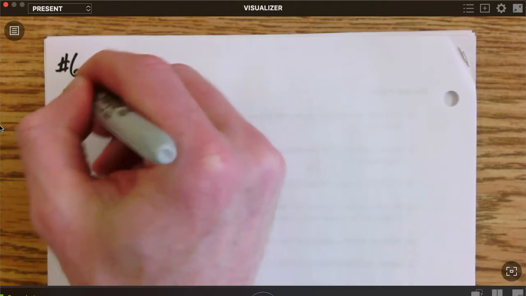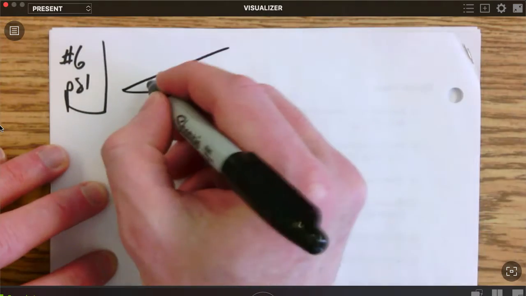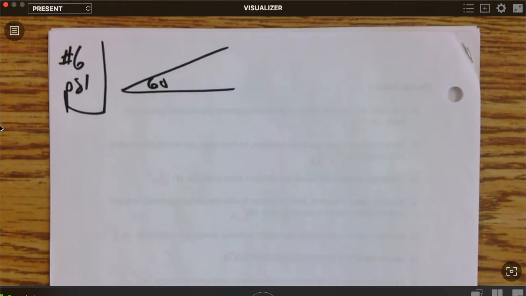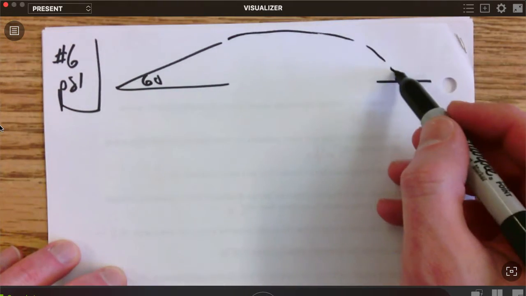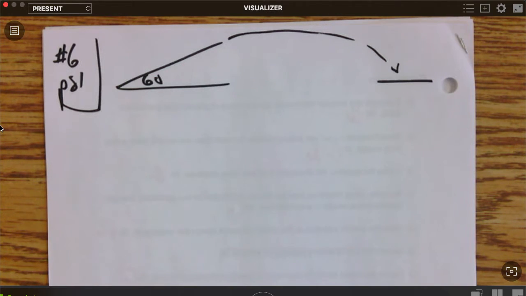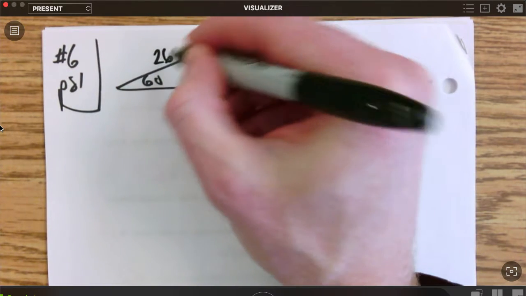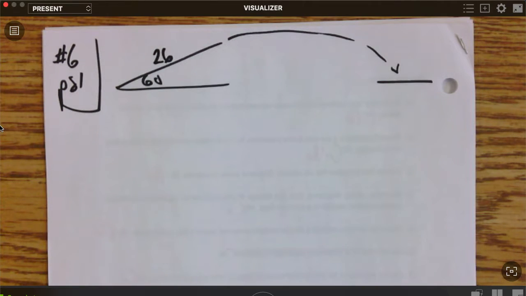Let's do this. Number 6, page 81. Stop me, slow me down whenever is necessary. An acrobat is launched from a cannon at an angle of 60 degrees above the horizontal. So we've got 60 degrees. The acrobat is caught by a safety net mounted horizontally at the height from which he was initially launched. So lands over here somewhere. Suppose the acrobat is launched at a speed of 26 meters per second. How long does it take before he reaches his maximum height? Okay, so let's just start there.